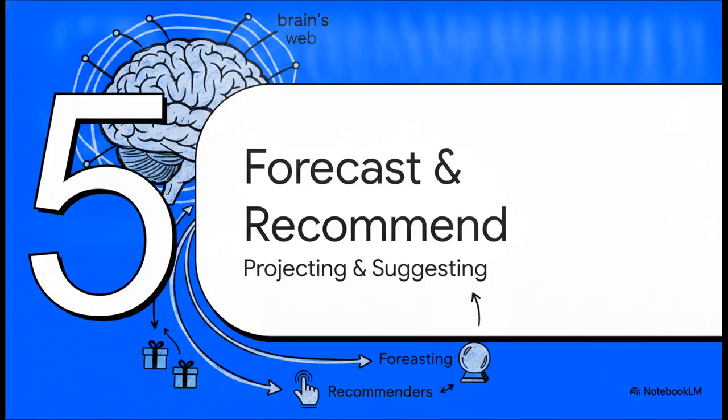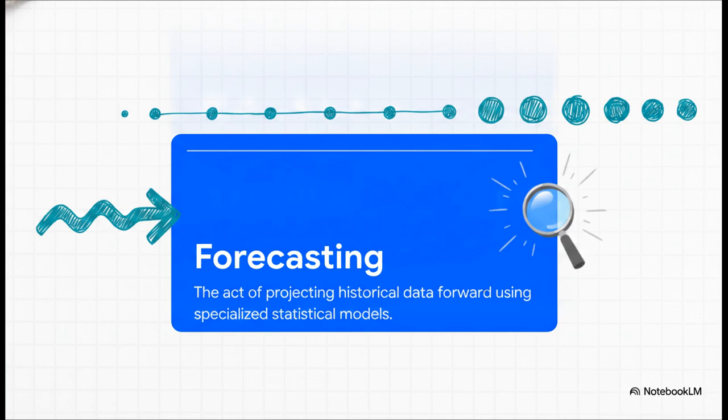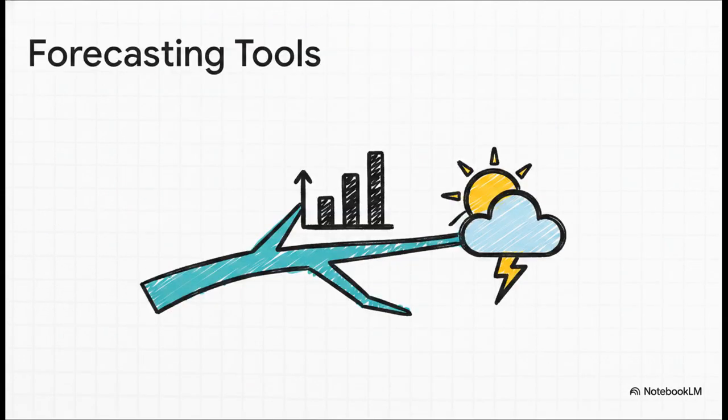Part 5. Forecasting and recommenders. Tucked in right here is the teal forecasting branch. Just like it sounds, this is the lobe dedicated to looking into the future. It takes historical data and projects it forward using highly specialized statistical models. And I gotta say, the tools here have some of the best names in the business.